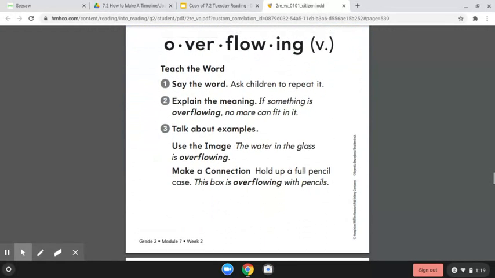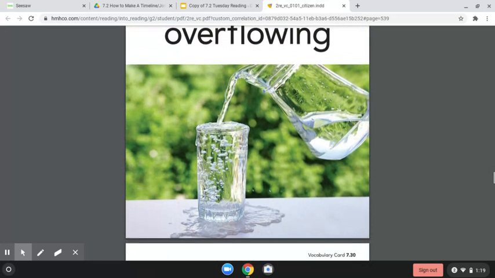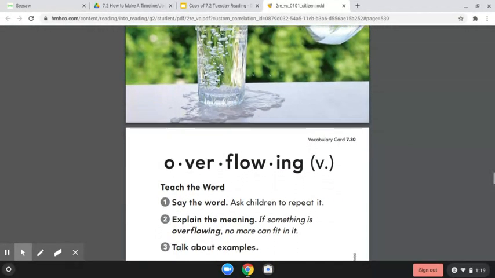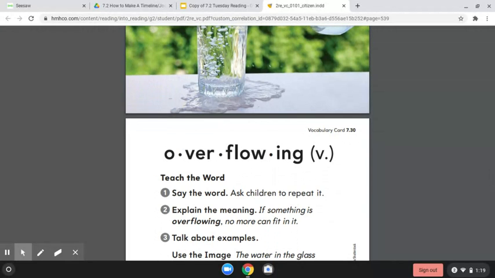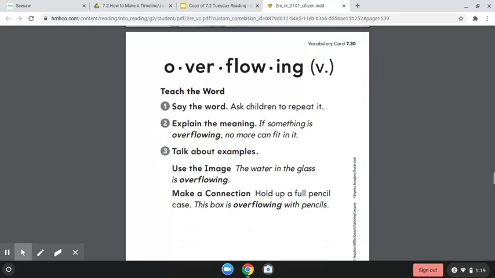And our last one is overflowing. The water is overflowing. It's a verb. If something's overflowing, no more can fit into it. So the water is overflowing. Excuse me, the glass.